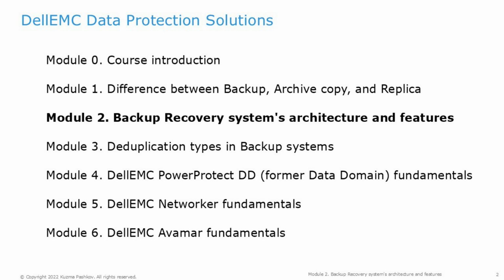NDMP stands for Network Data Management Protocol. It's basically just a way for the backup system to communicate with the NAS device. And in a three-way backup, the backup server talks to the NAS device, and the NAS device talks to the storage node. So it's like a triangle.